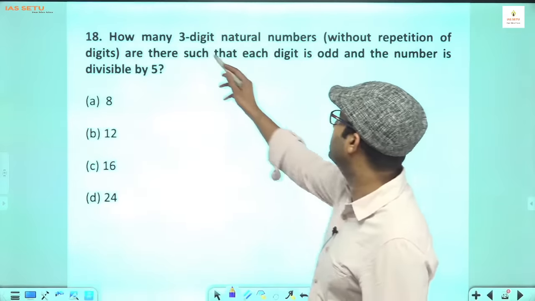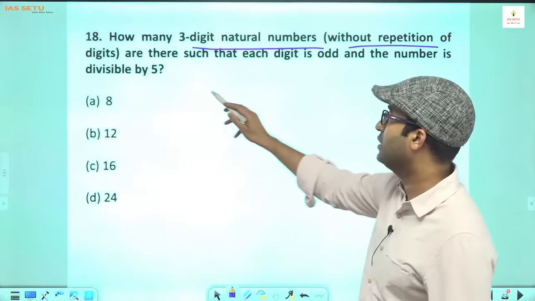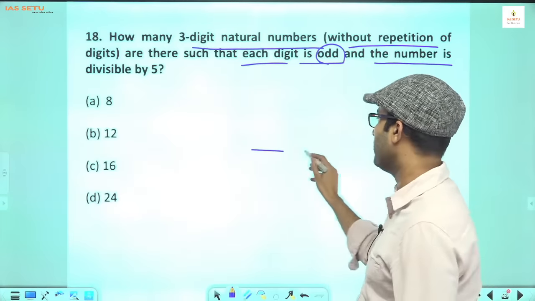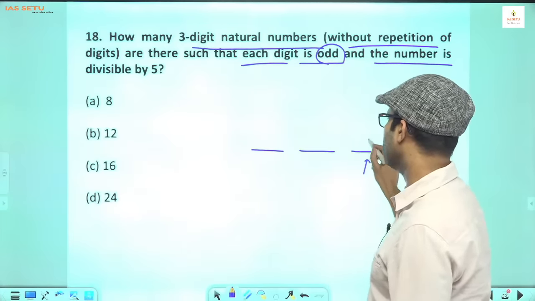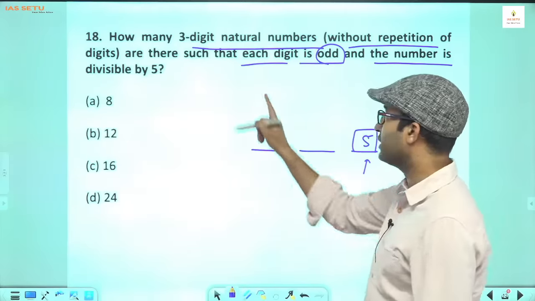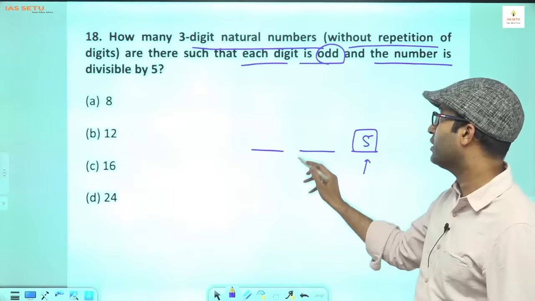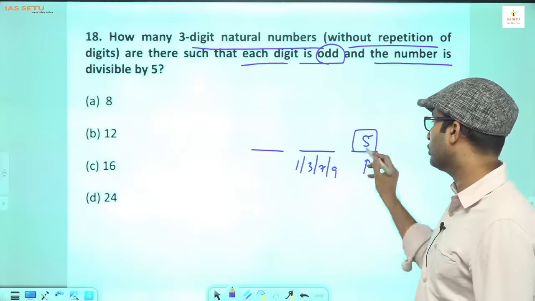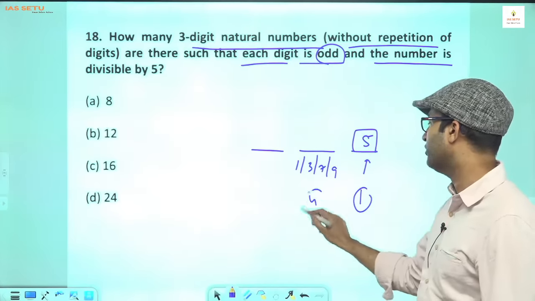How many 3-digit natural numbers without repetition are there such that each digit is odd and the number is divisible by 5? तो there is a condition on this. इसके नखरे हैं, 5 होगा, and each digit has to be odd. तो यहाँ पे no repetition, without repetition it can be 1, 3, 7, 9. So this is filled in one way, it can be filled in 4 ways.